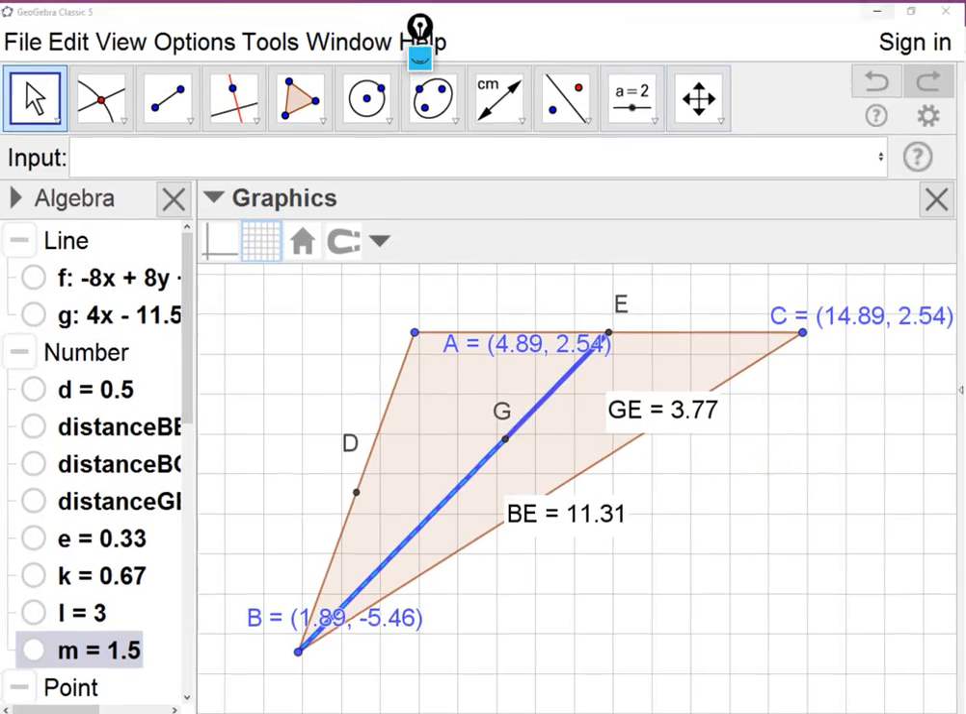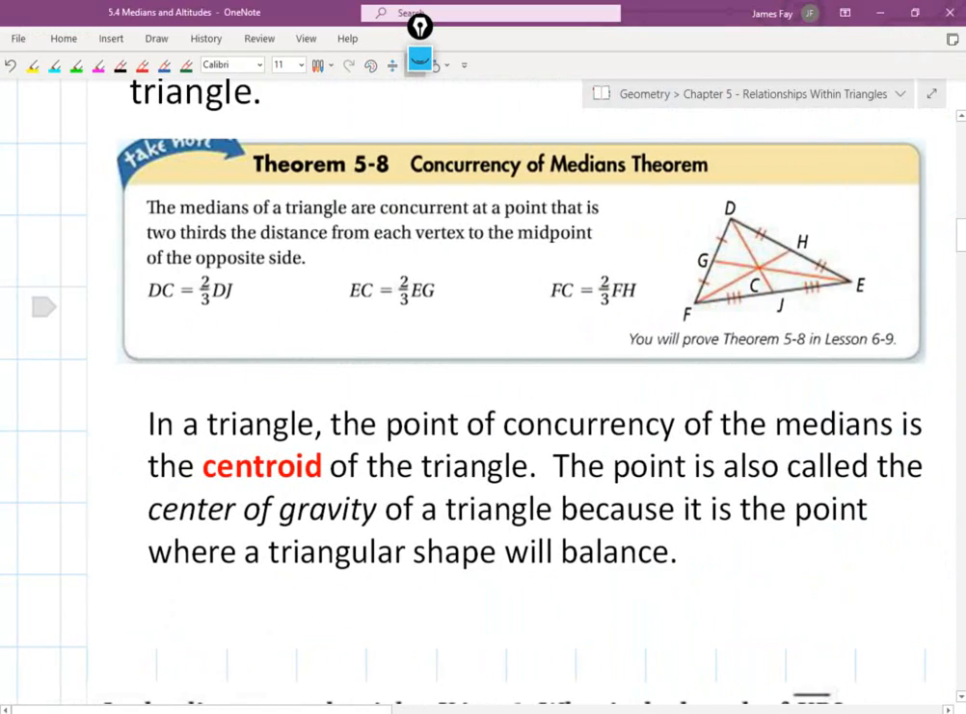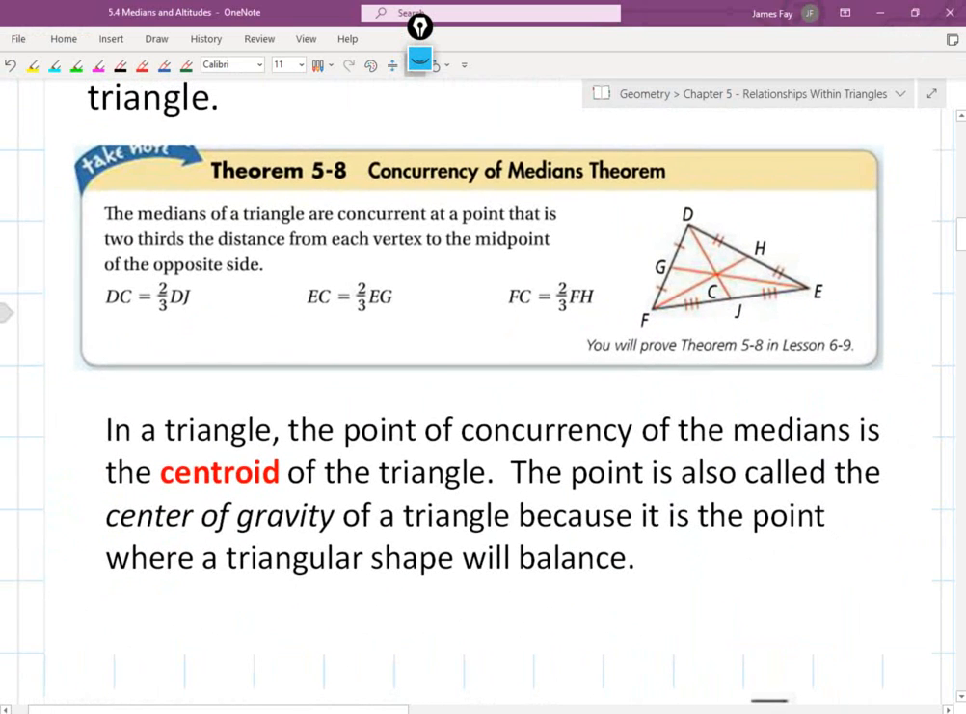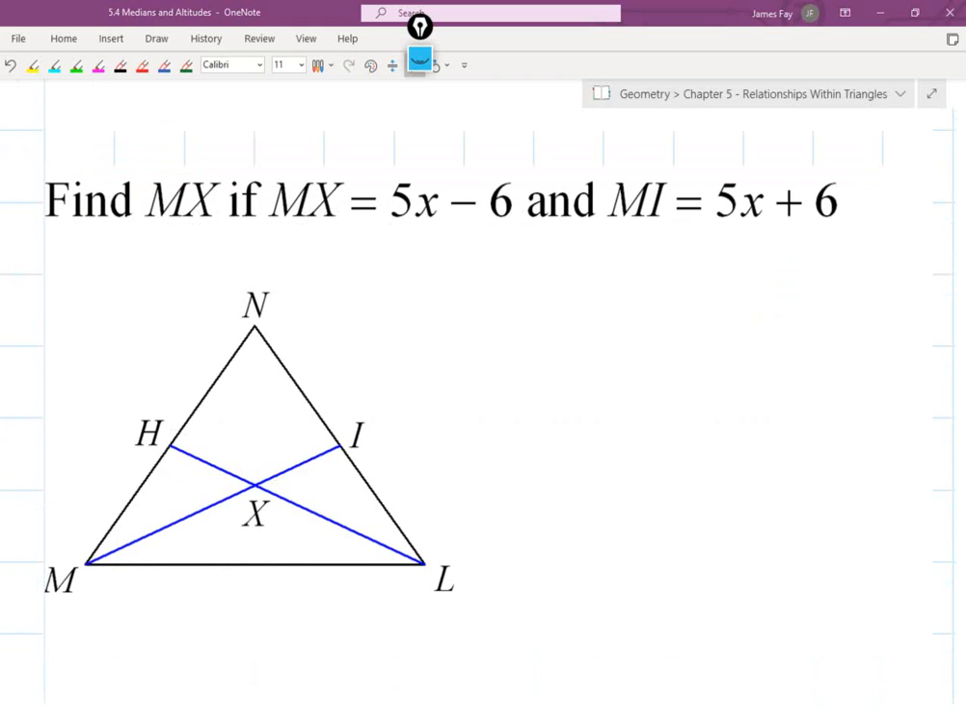So I'm going to let you write that down. That is exactly what all of that is encapsulated in this theorem here, the concurrency of medians theorem. And then we are going to actually practice that inside some specific problems. So these end up being the types of questions that generally get asked with centroids, okay?